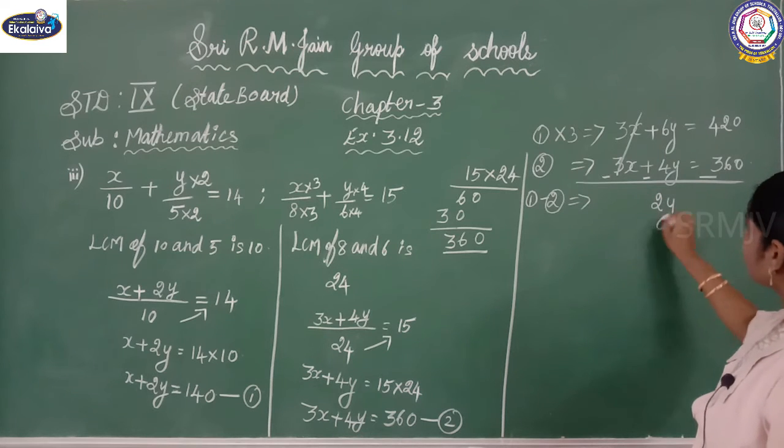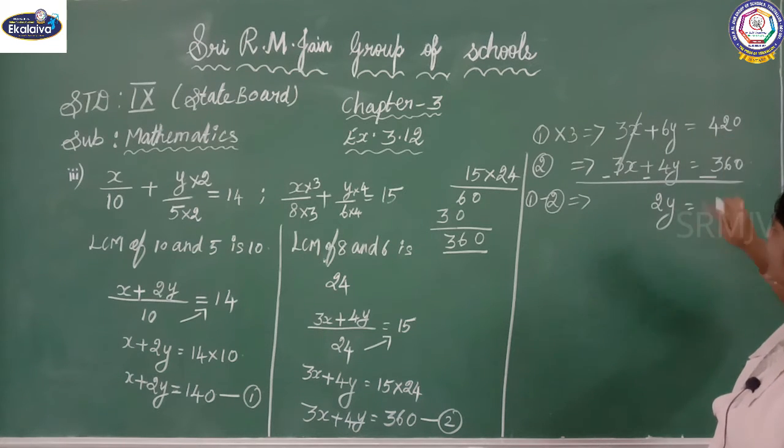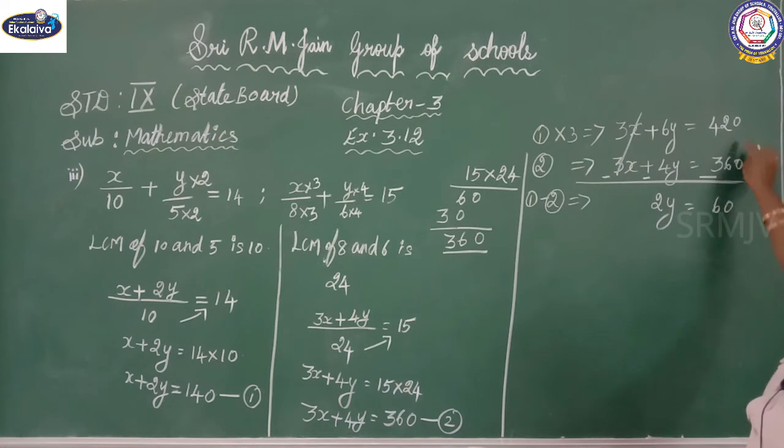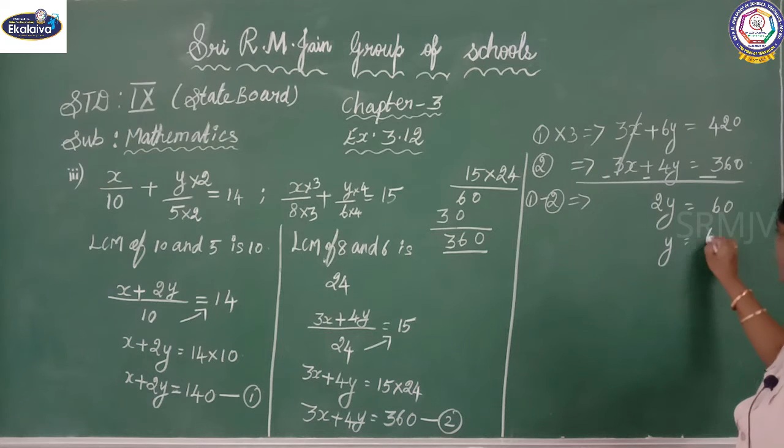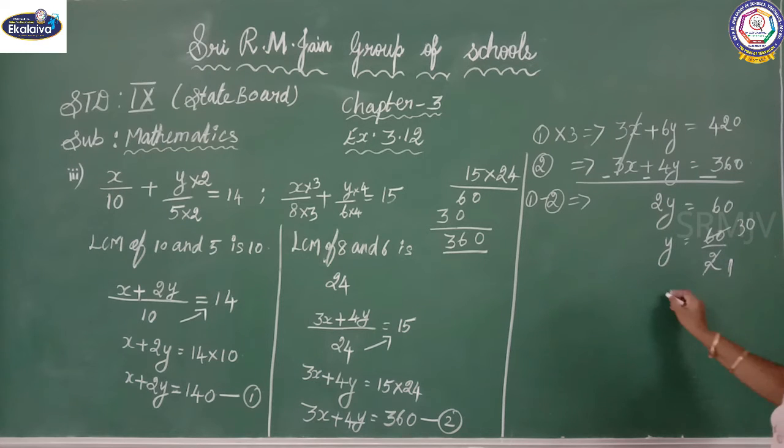What you will get, children? Plus 2y equal to 420 minus 360. So what you will get? 60. Here the greater number is 420. The sign of the greater number is positive. So plus 60. So 2y equal to 60. Next, y equal to 60 by 2, because multiplication will change to division on the other side. 2 into 30 will get 60. So y equal to 30. What is the y value, children? y equal to 30.